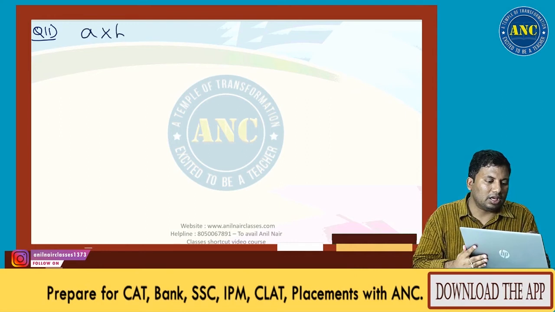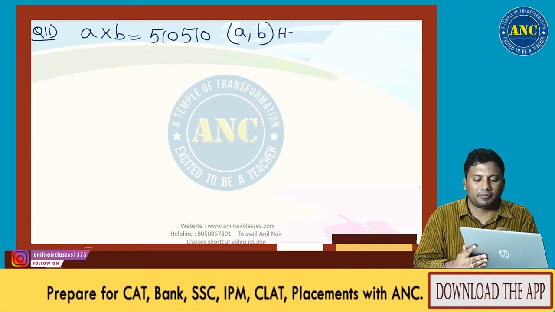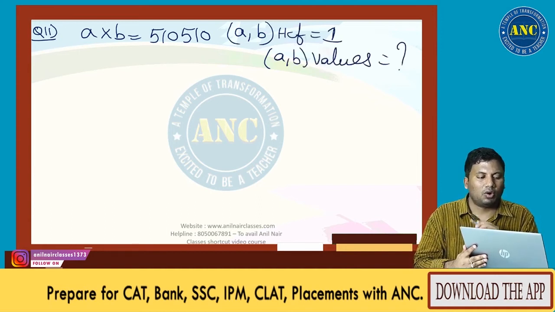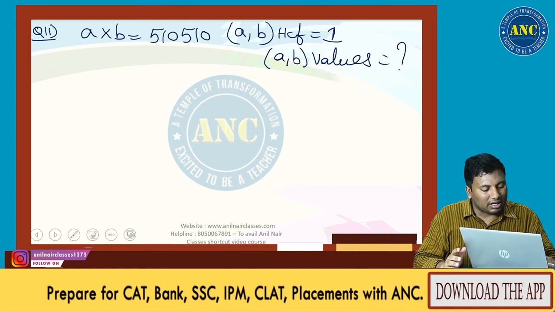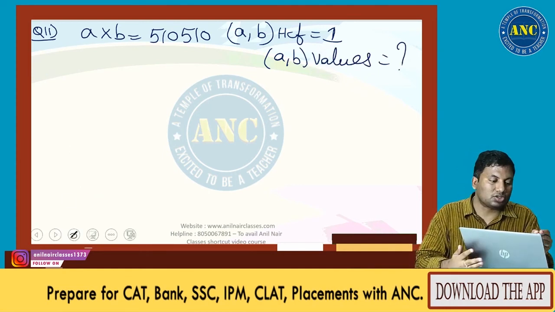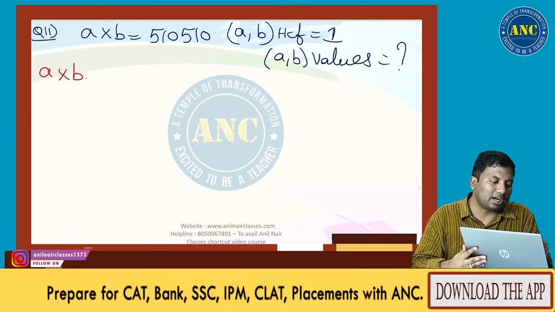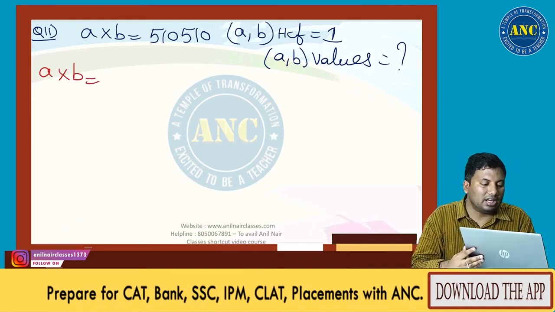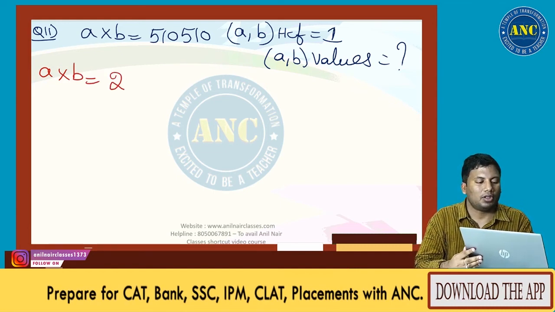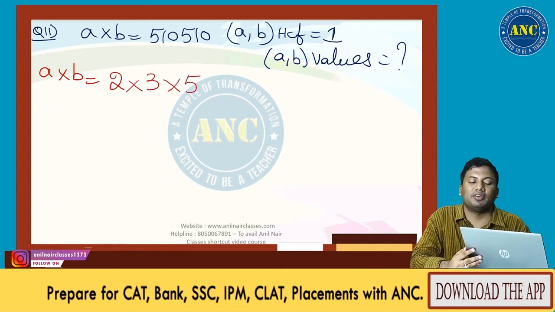A into B is equivalent to 510. The HCF of A comma B is 1. How many values will A comma B take? Now see here, the question itself tells you how you can factorize it. A into B is ending with 0, so 2 and 5 will come. 5 plus 1, 6. It is ending with 0, so 5 will come.